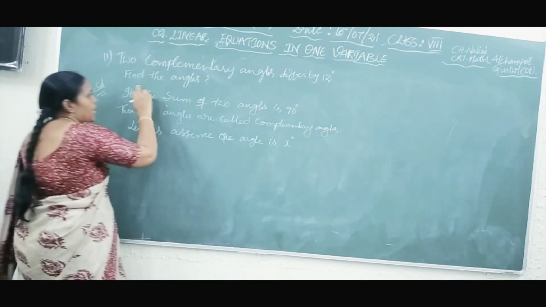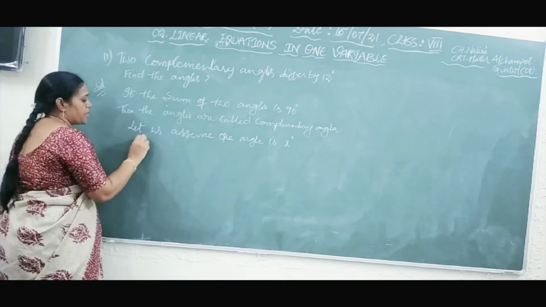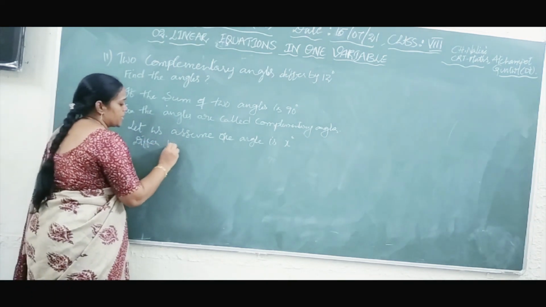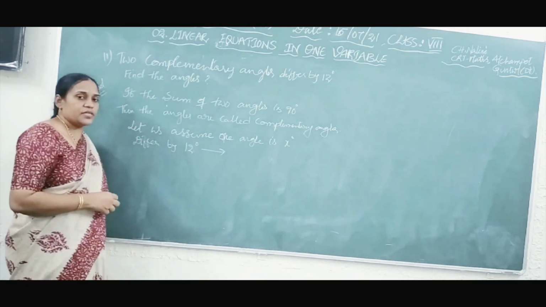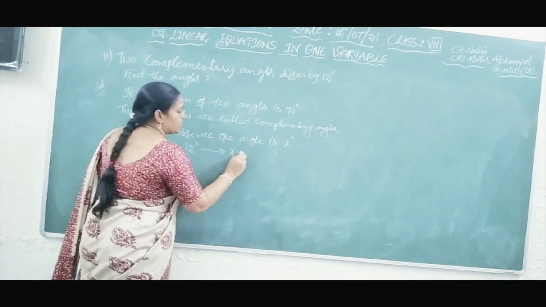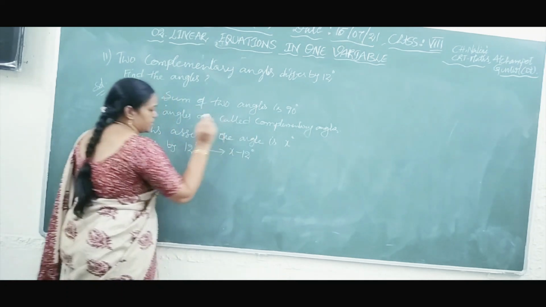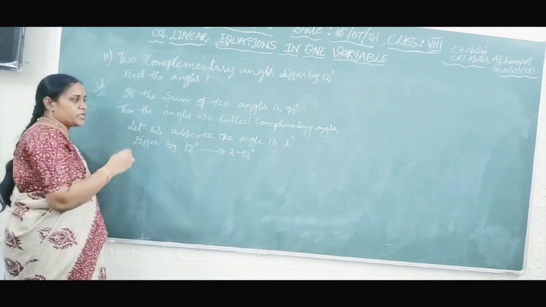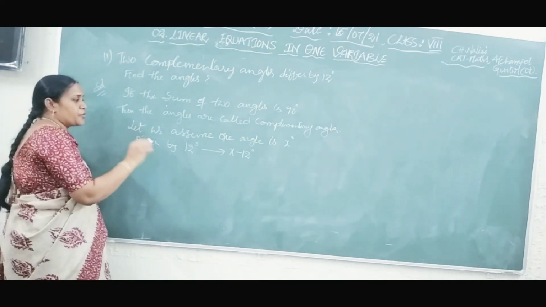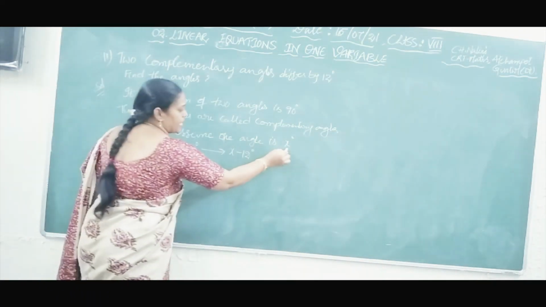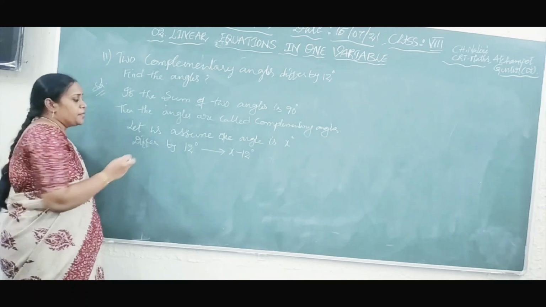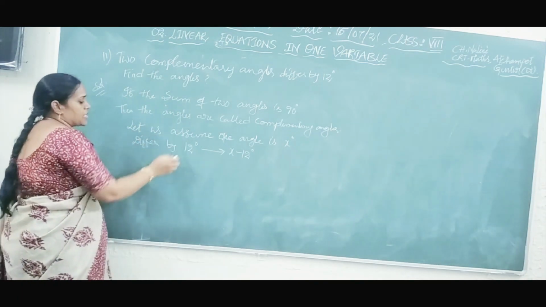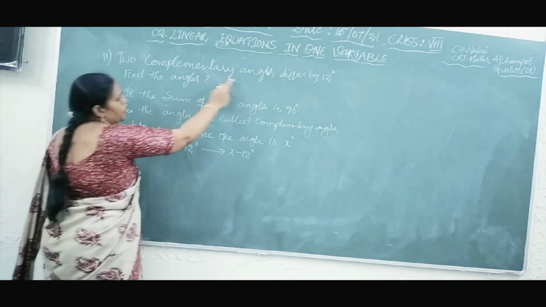Now it differs by 12 degrees. Differ means difference. The difference between the angles is 12, so the other is x minus 12 degrees. Now these two are complementary angles, so the sum of the two angles is 90 degrees. So this x degrees and x minus 12, we have to add these two angles because the sum of two angles is 90. Here they give complementary angles.